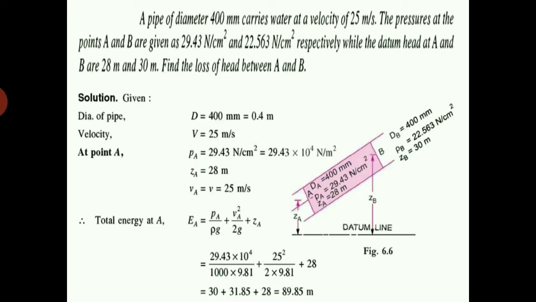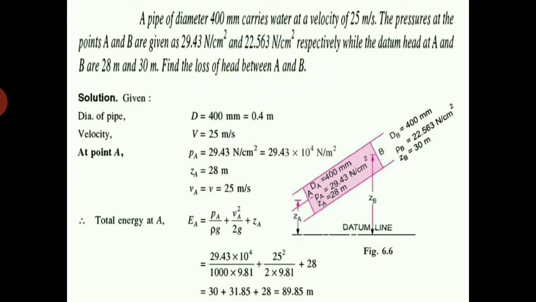So the next numerical: a pipe of diameter 400 meter carries water at velocity of 25 meter per second. The pressures at point A and B are given as 29.43 and 22.563 Newton per centimeter square respectively, while the datum head at A and B are 28 and 30 meters respectively. Find the loss of head between section 1 and section 2.